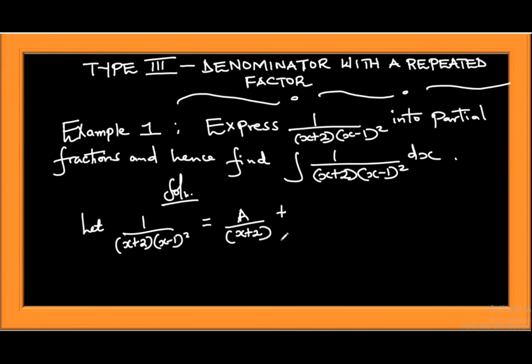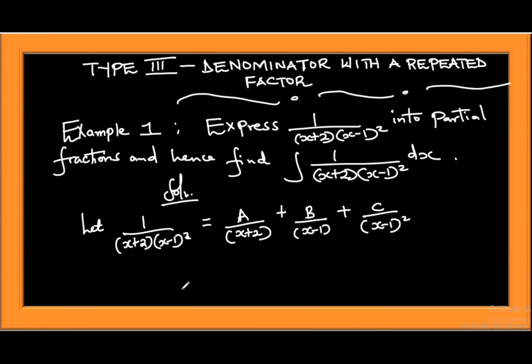Now, for the repeated factor, you must be so careful. It has power 2, but we begin with power 1. So I will say b divided by x minus 1, but power 1. And then from there, I say c divided by x minus 1, but squared. That means if we had a power 3 here, we would proceed up to d divided by x minus 1 cubed. For this case, we are stopping at the square, so that is where we can stop.